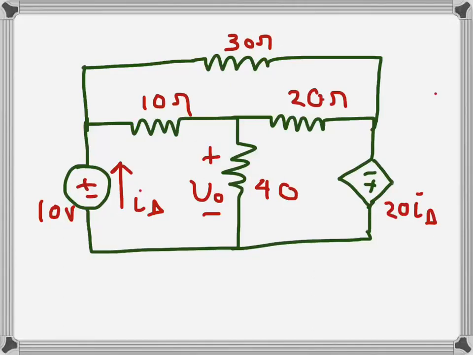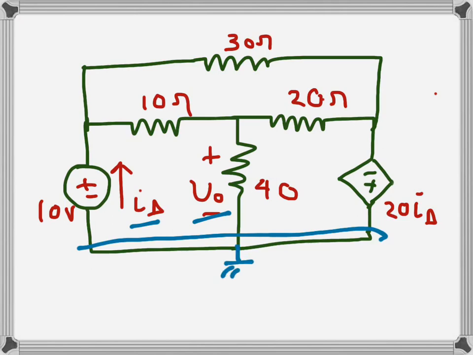For this circuit we need to find two unknowns, I delta and V naught. Now we will apply the node voltage method again, and we can see that this is the node with the maximum elements, so we can call it the reference node.